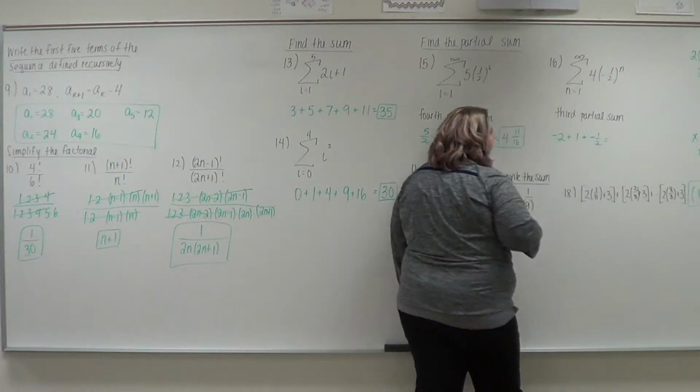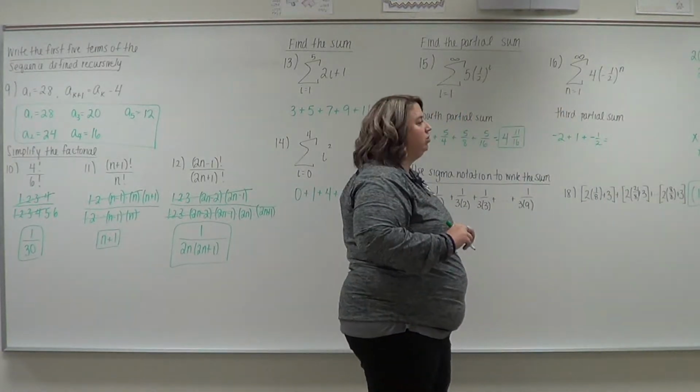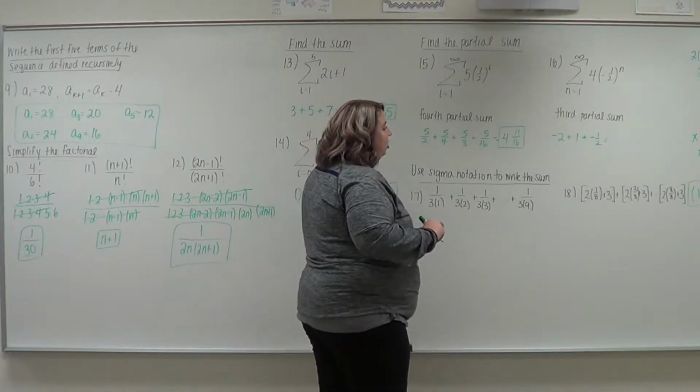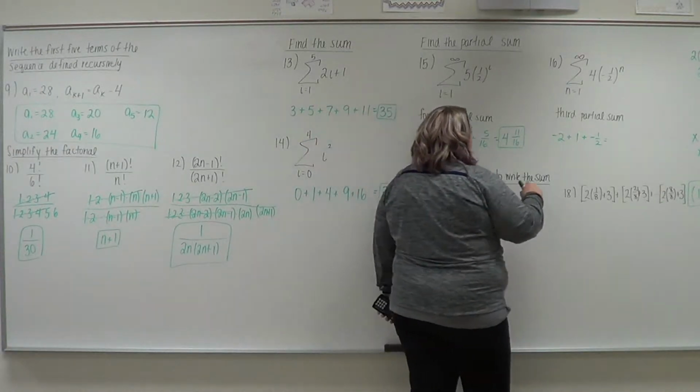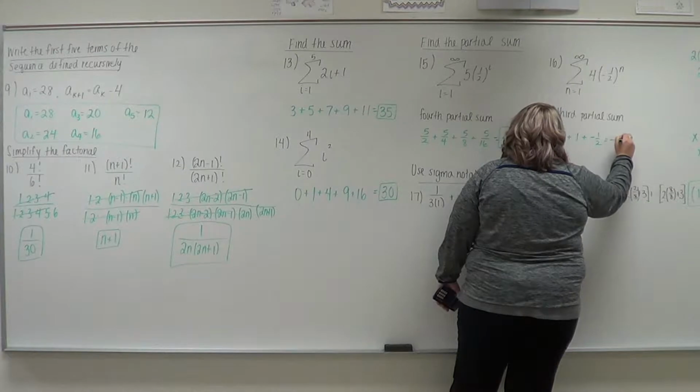Okay, I'm stopping there because it's just asking for the third partial sum. So if I add these all together, that would be negative 1 1/2.